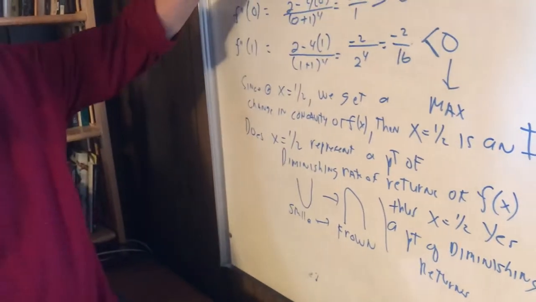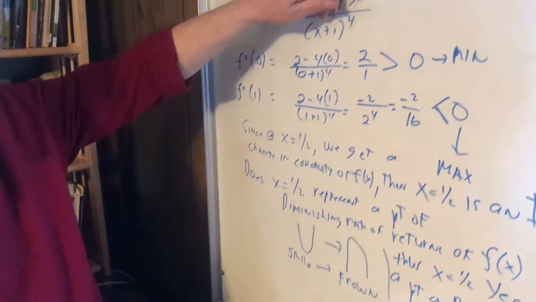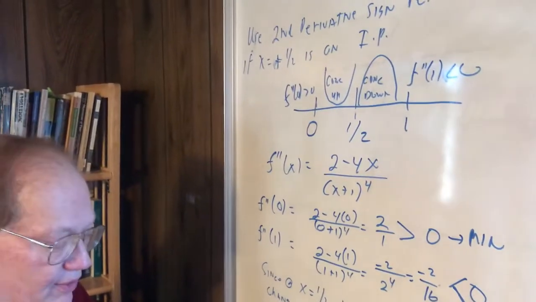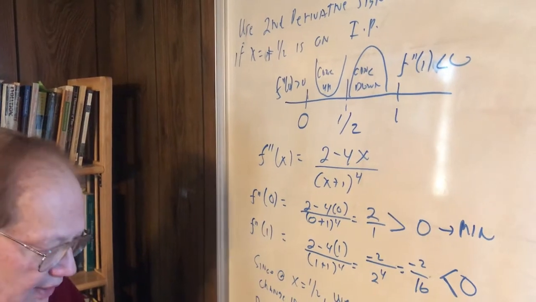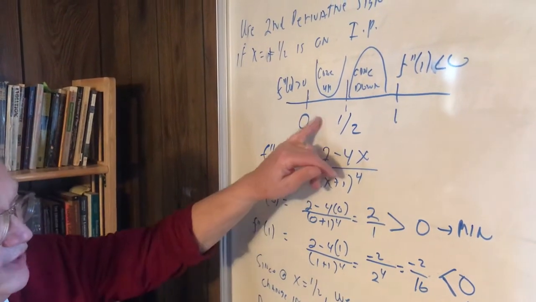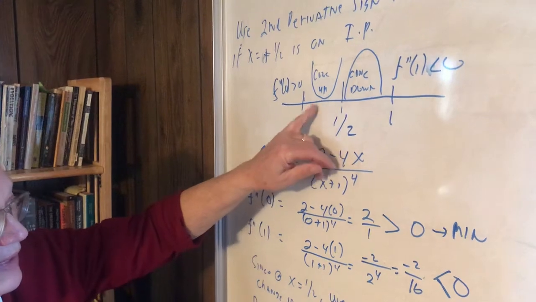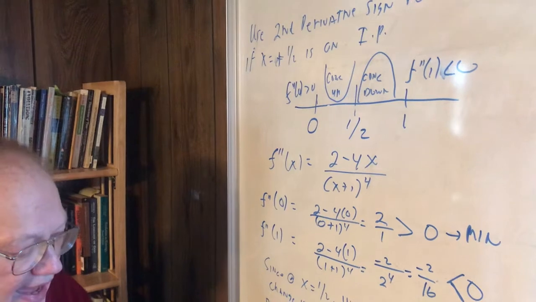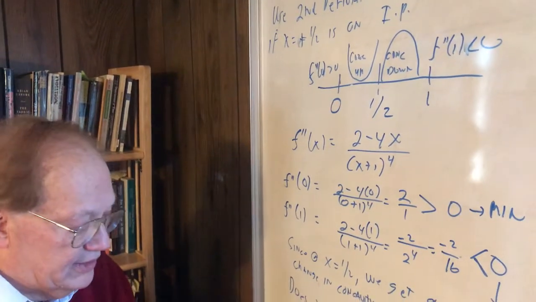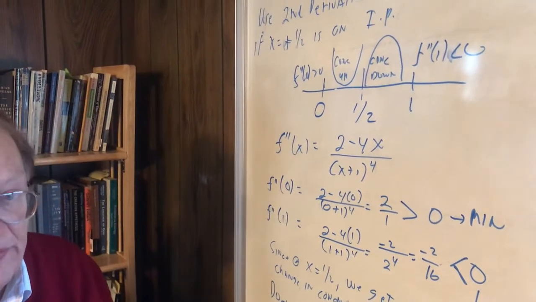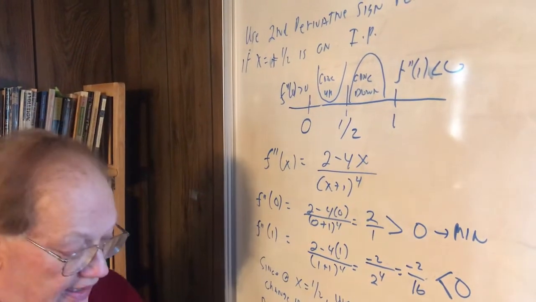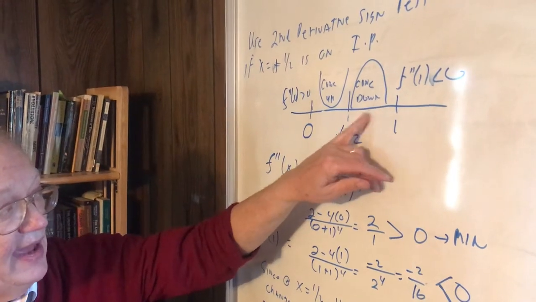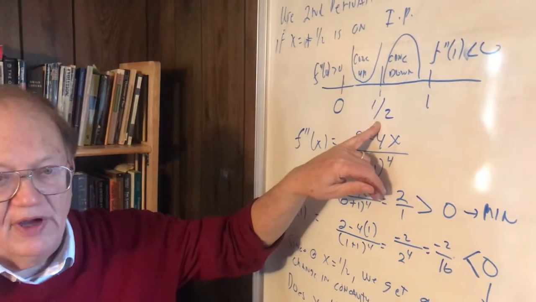Now, what happens if this was concave down and that was concave up? I would go from a frown to a smile. That is not a point of diminishing returns, but it still is an inflection point. As long as there's a change in concavity, no matter which way, concave up to concave down, or concave down to concave up, you will have an inflection point. But the only time that inflection point represents a point of diminishing returns is when you go from concave up to concave down on both sides of the inflection point.